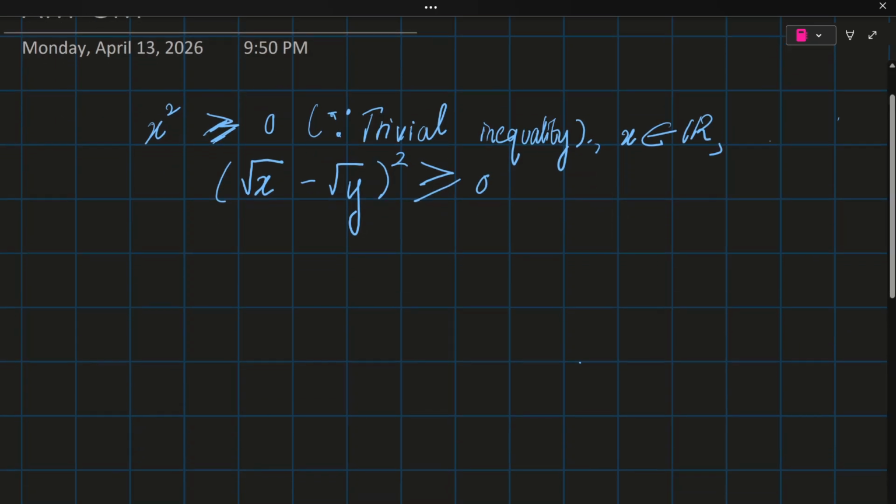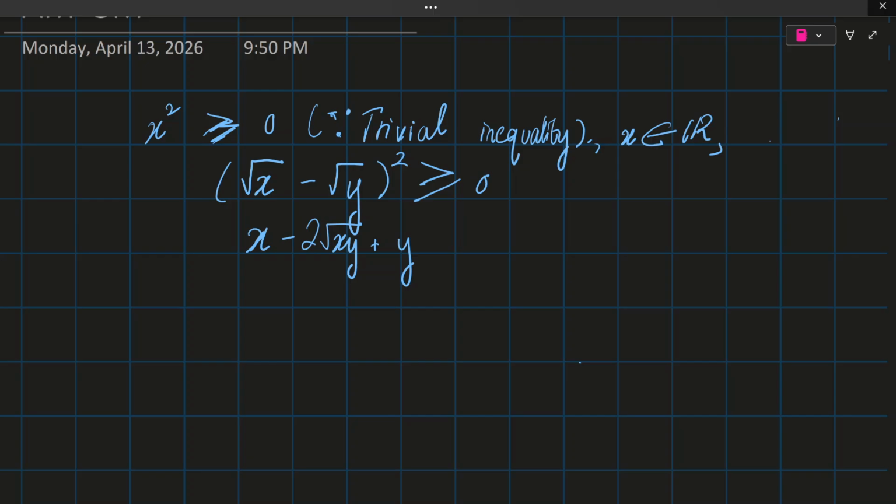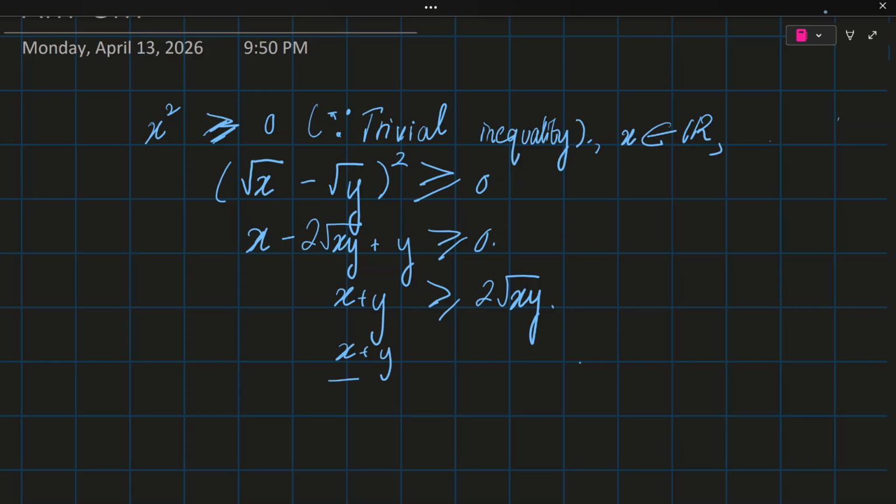Okay, let's expand this. We will get this. Let's not put the inequality sign yet. Oh wait, no. Yeah, sorry, we could. Put the negative part on the other side. Divide it by 2. You will get this.